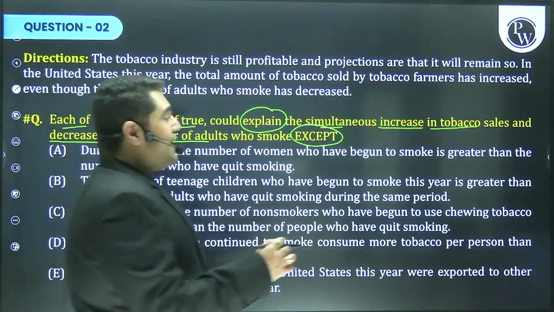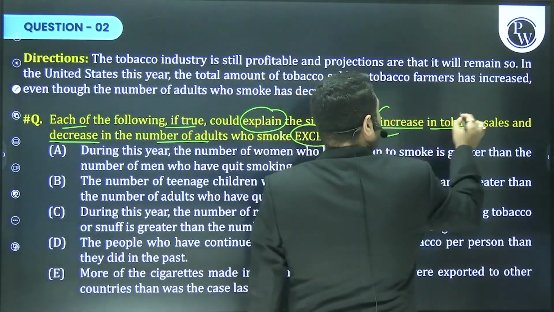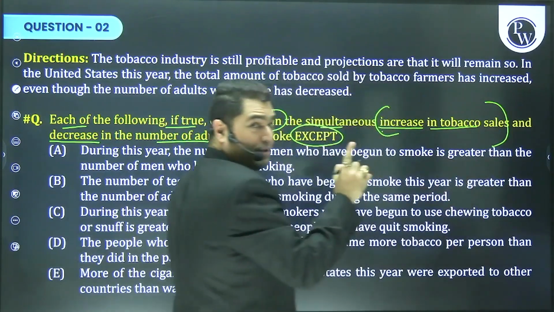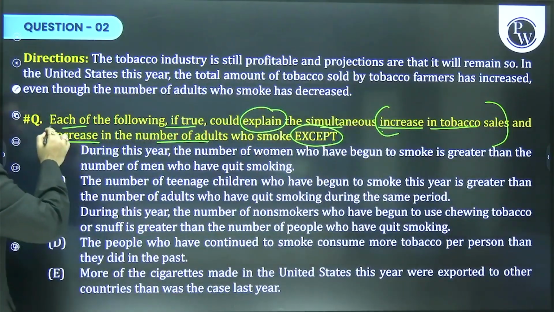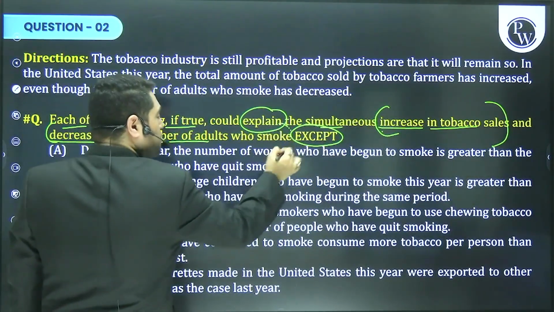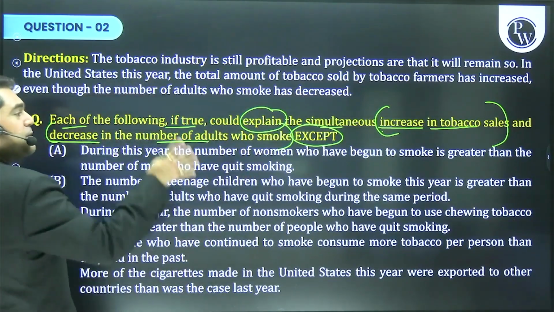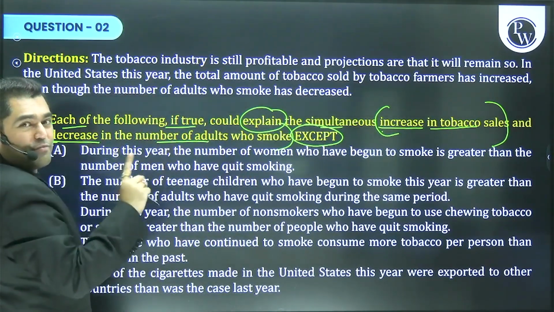Once again, don't forget, an increase in tobacco sales and a decrease in the number of adults who smoke. Four options will support this. One option will not support this.